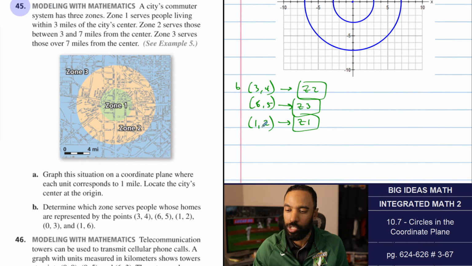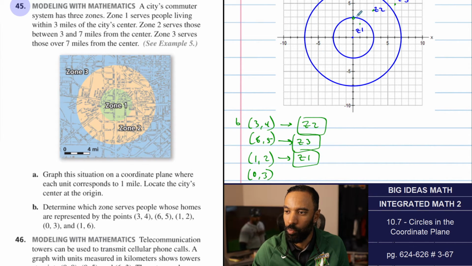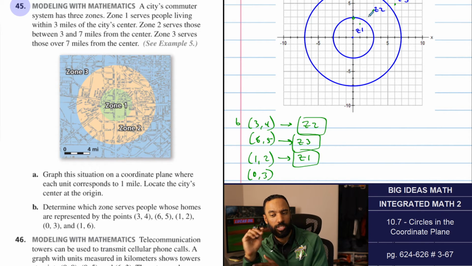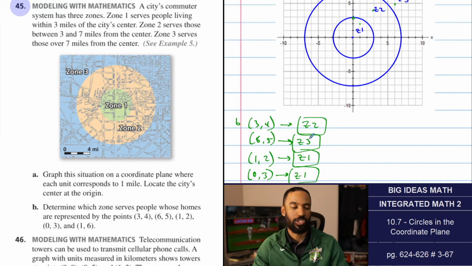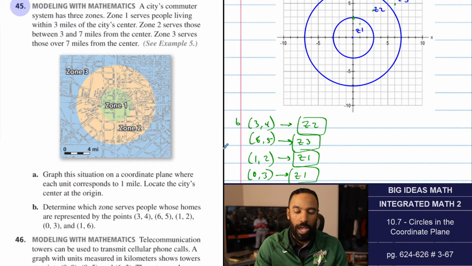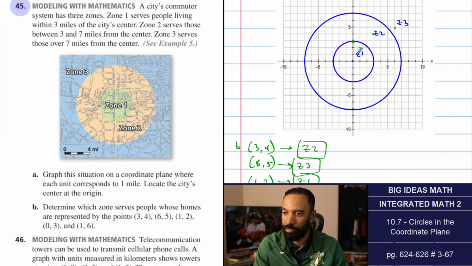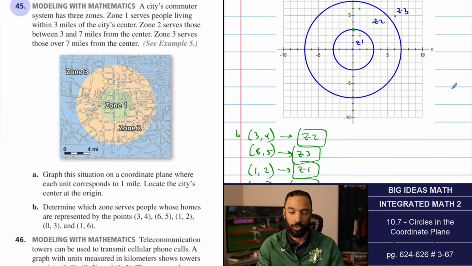And then 0, 3 is on the bubble of zone 1, but it's within, let's see. One says within 3 miles, another says between 3 and 7 miles. I assume this is part of zone 1. That's a toughie. I assume it's part of zone 1. And then 1, 6, we have zone 2. Only a couple, I think at least one of them was actually on the circle. The other ones didn't really seem to be.